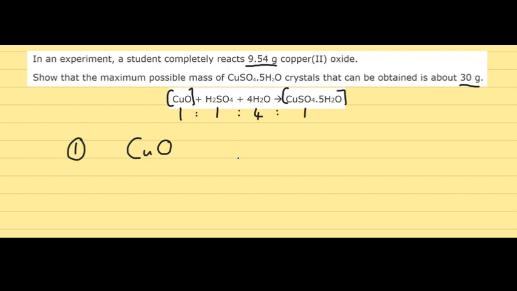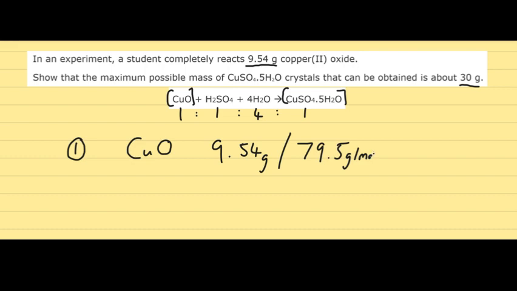So for the number of moles of copper oxide, I just need to do 9.54 grams divided by the molar mass of copper oxide, which I can work out from the periodic table by adding my atomic masses together. And if I plug that into a calculator, I find that that's 0.120 moles.